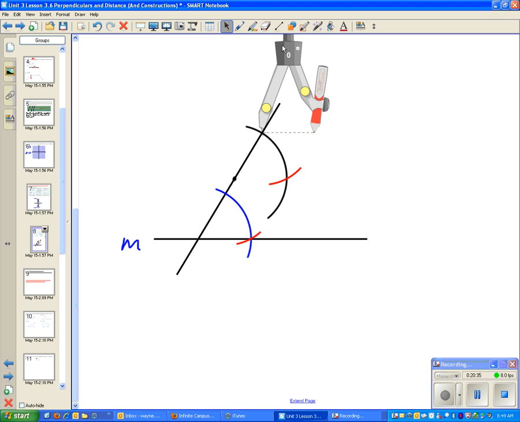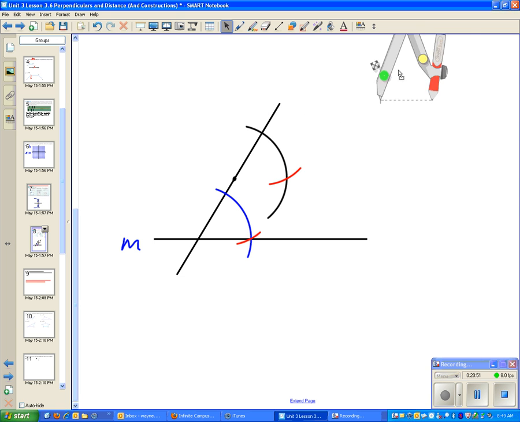Everybody see what I did? Kept it the same. The first two arcs have the same compass setting. The blue arc and the black arc have the same compass setting. The red one and the red one have the same compass setting.